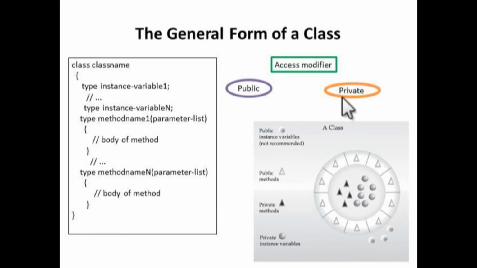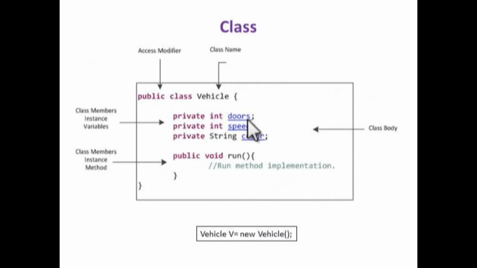We can create a member of a class as private or public. The private members are not accessible by the outside world, and with the help of the public members we can communicate with the outside world. By this the class provides some protection to the data.